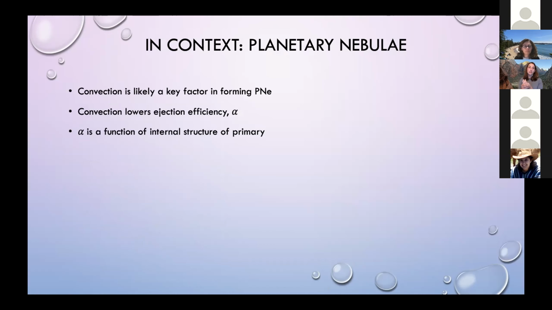And so in the context of planetary nebulae, this is my last slide, and here are my conclusions. We have convection as a likely key factor in forming these things because it is so ubiquitous in these giant stars. And we're also seeing that it's matching observations of the single degenerate and double degenerate binary systems. And convection is lowering the ejection efficiency, this alpha, very naturally, with no extra energy sources, and in a way that makes a lot of sense with these highly convective giant stars. And something else really important that we're finding from the study is that alpha, this efficiency, is a function of the internal structure of the primary and maybe should be treated as such instead of a constant low value. So that's it for me.